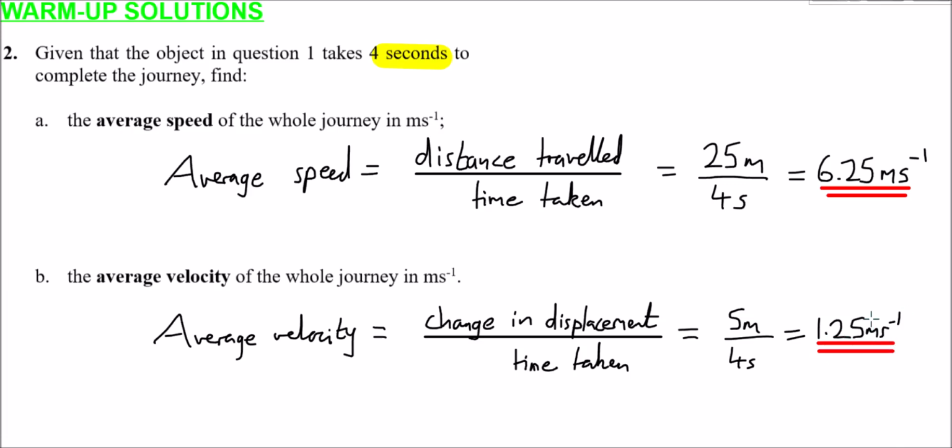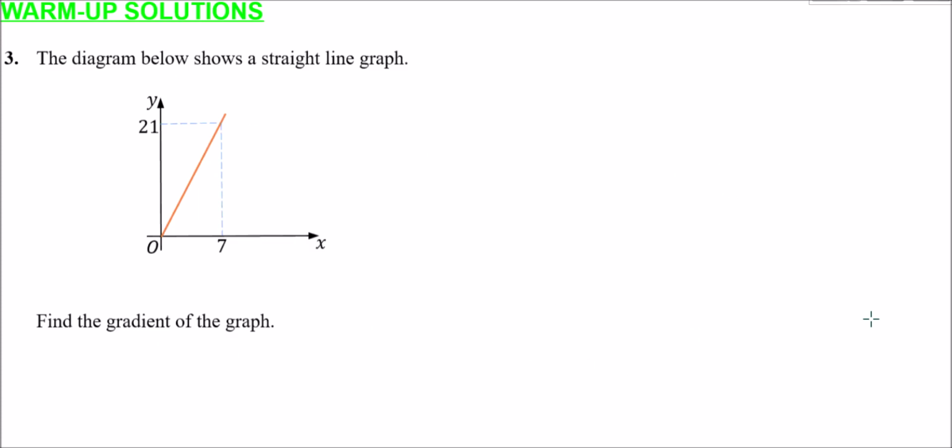Question 3. So the diagram below shows a straight line graph. Find the gradient of the graph. If you're thinking, why am I asking you to find the gradient? It's just to try and get your confidence up. If you can find the gradient, you're going to be able to work out certain properties of speed, distance, and time relations. It just boils down sometimes to what the gradient means in some circumstances.